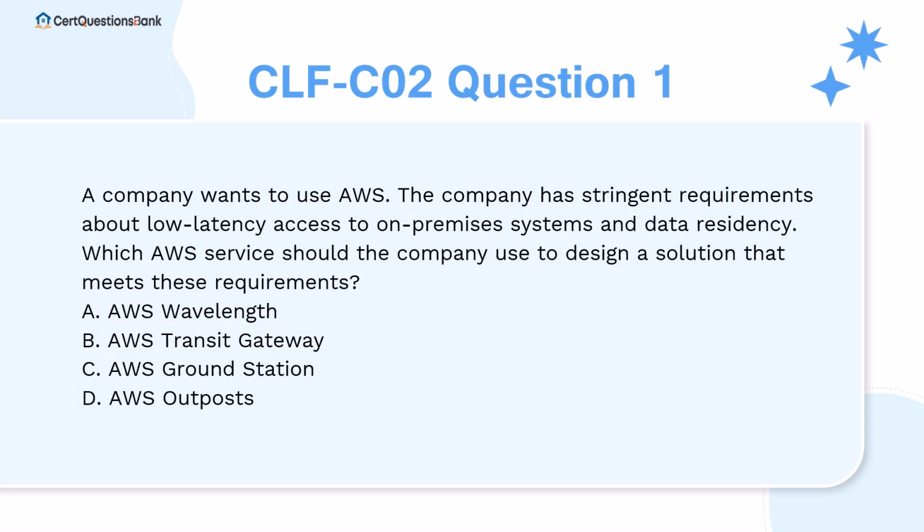A company wants to use AWS. The company has stringent requirements about low-latency access to on-premises systems and data residency. Which AWS service should the company use to design a solution that meets these requirements? A. AWS Wavelength, B. AWS Transit Gateway, C. AWS Ground Station, D. AWS Outposts.